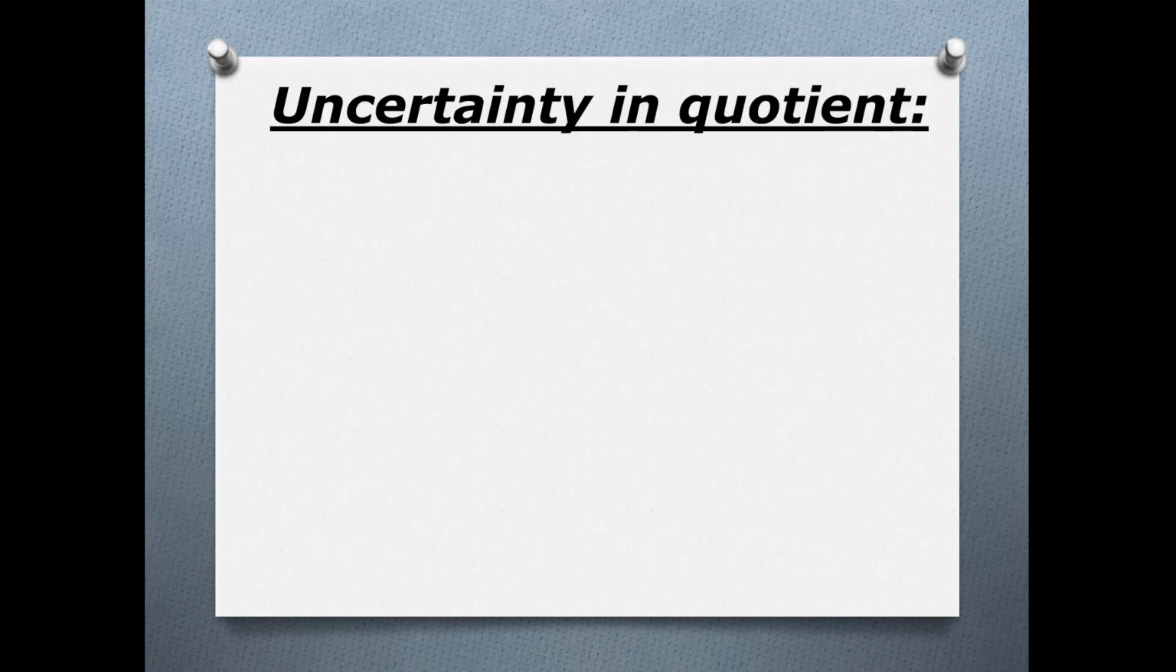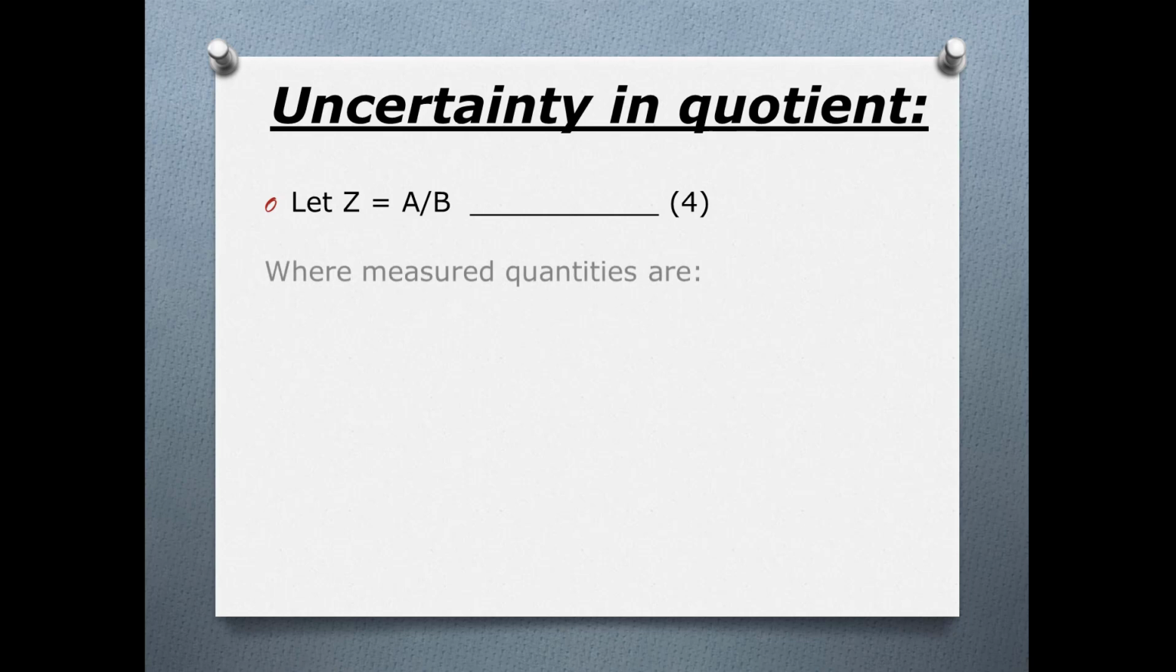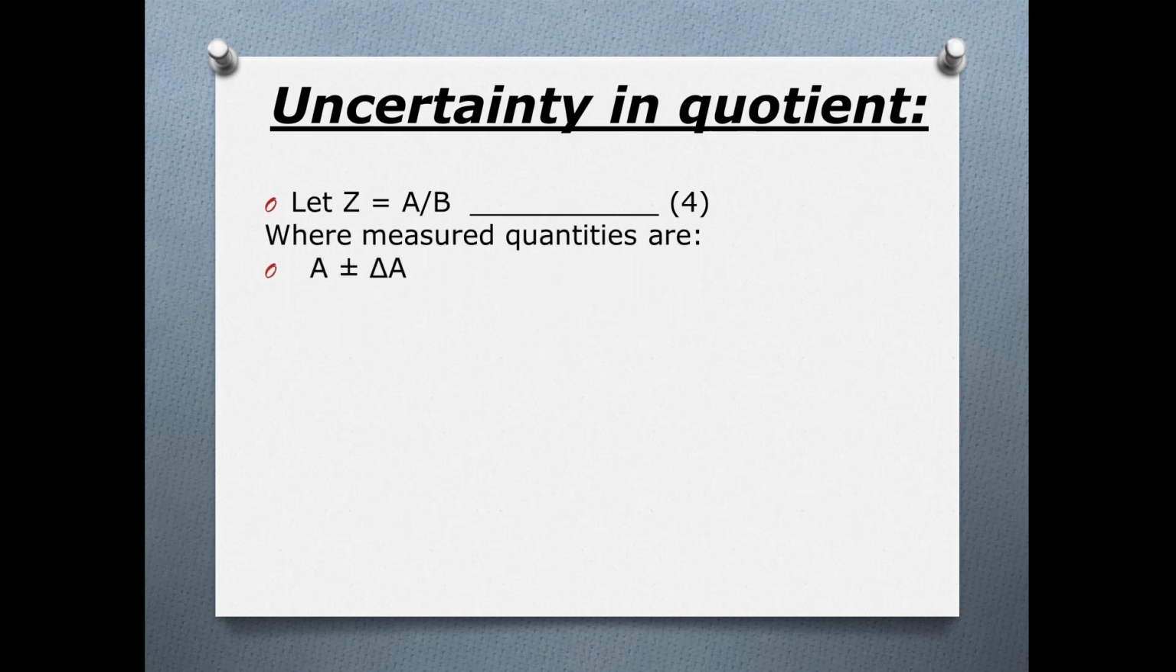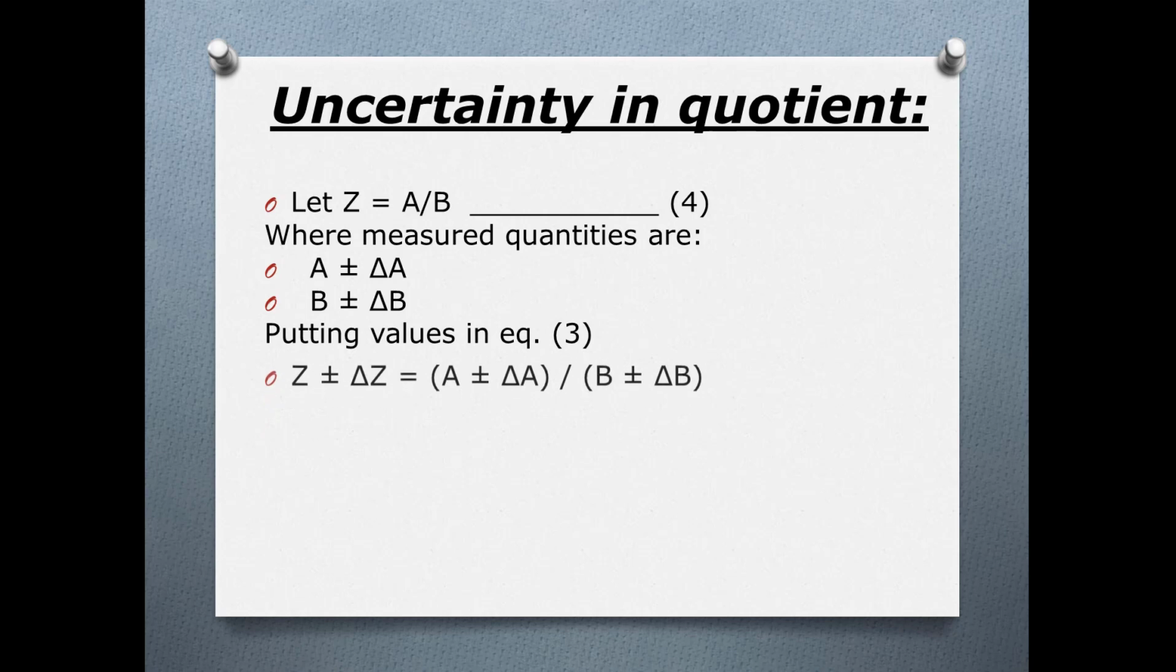Okay, so the same rules will be followed for uncertainty in quotient, the uncertainty in a division question, just the difference will be that the multiplication sign will become a division sign. So let Z be equal to A divided by B, where measured quantities are A plus minus delta A and B plus minus delta B. By putting these values in equation 4, that will become Z plus minus delta Z, which is equal to A plus minus delta A divided by B plus minus delta B. So the above equation, Z is equal to A divided by B, will become A plus minus delta A divided by B plus minus delta B.